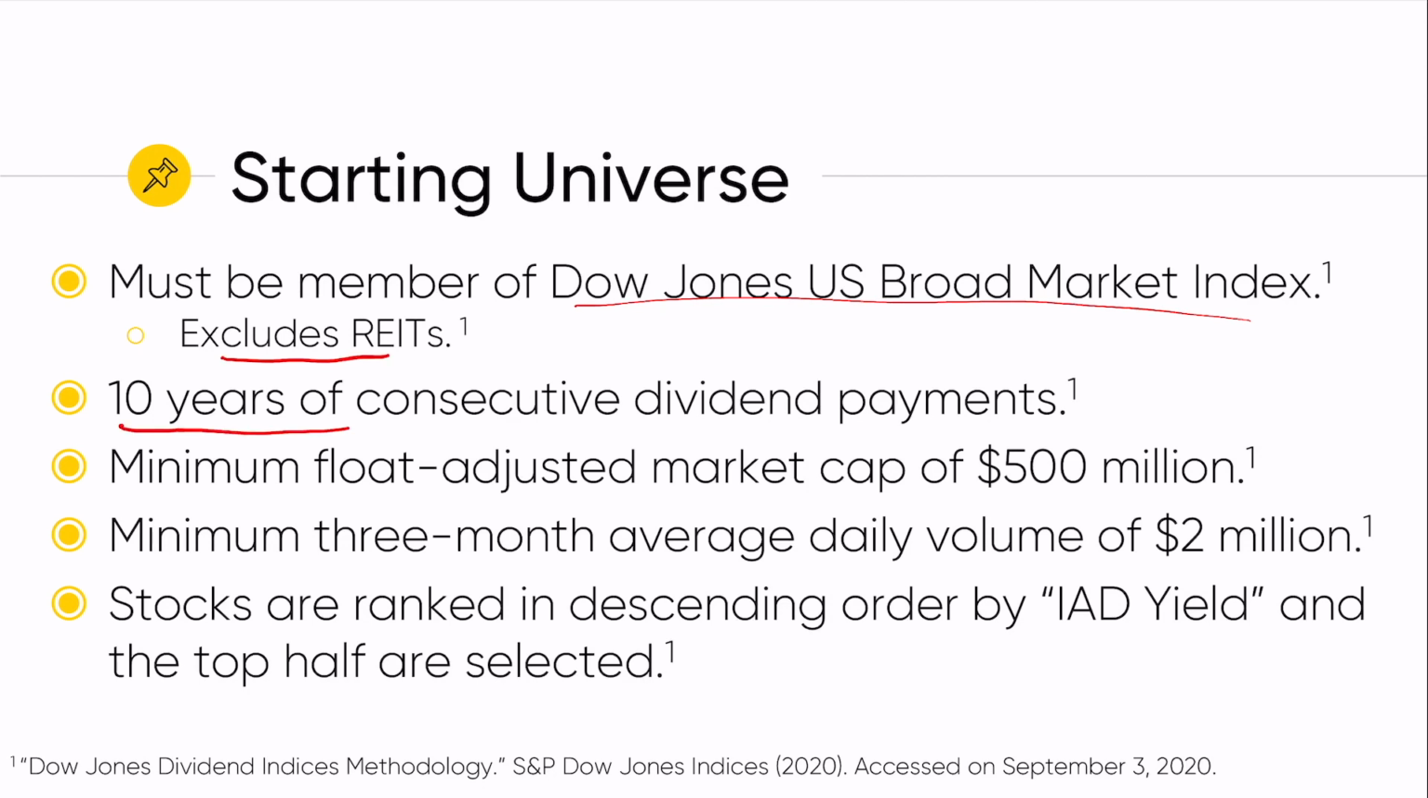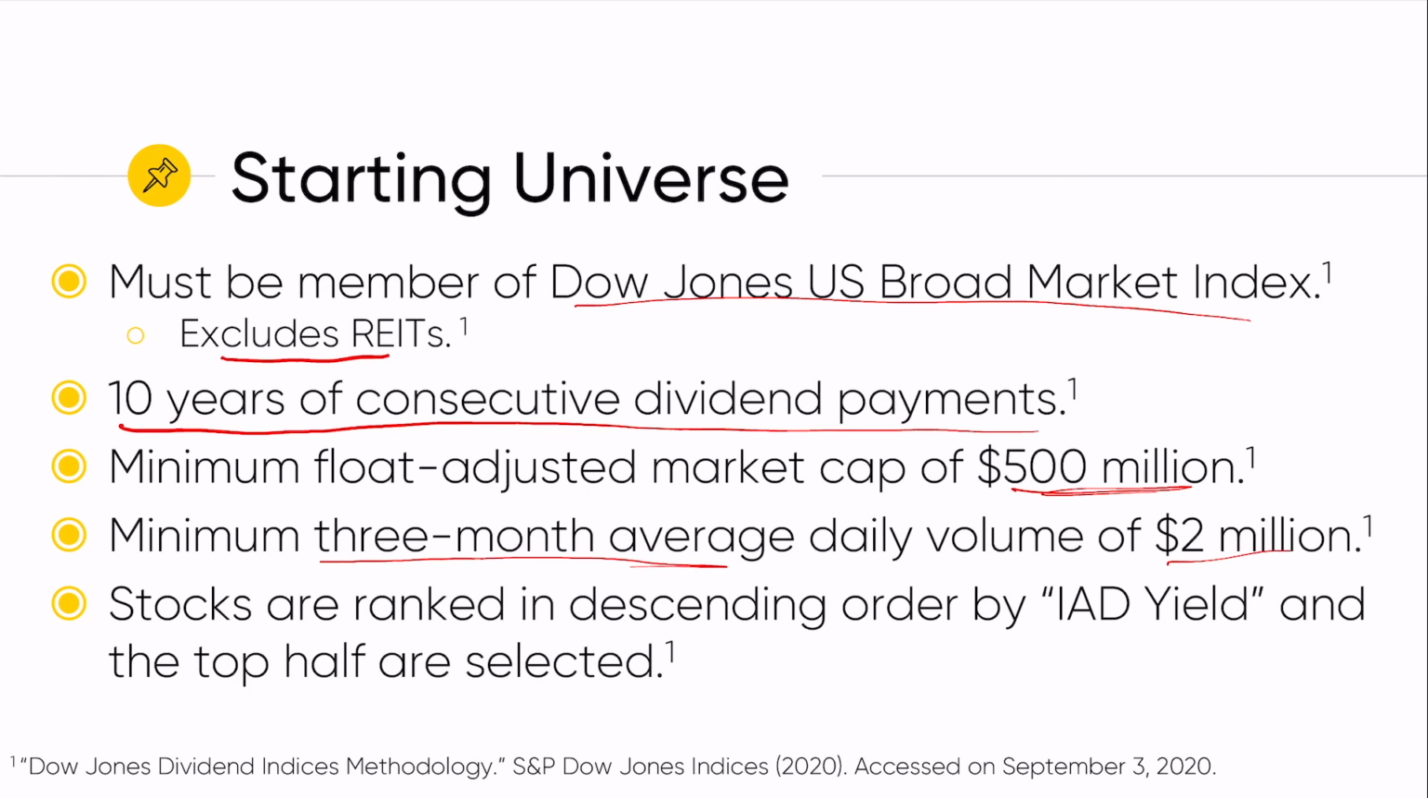It has to have at least 10 years of consecutive dividend payments. This is the same as VIG, which we will see in a future video. The minimum market cap has to be 500 million, so we're not dealing in super small companies here. Then we also have to have a minimum 3-month average volume of $2 million per day. So there are pretty liquid securities.